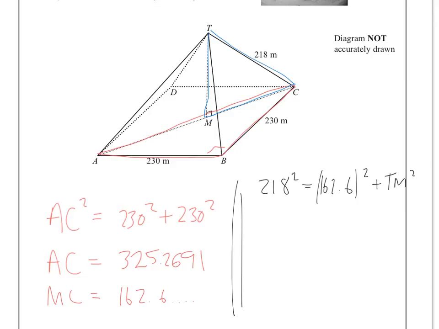To make TM the subject of the equation, I rearrange, say 218 squared minus 162.6 squared. So in order to work out TM, well, I do 218 squared minus 162.6 squared. Remember, keep all the values on a calculator for 162.6, whatever it may be. Then square root, and it gives you a value of 145 meters to three significant figures.